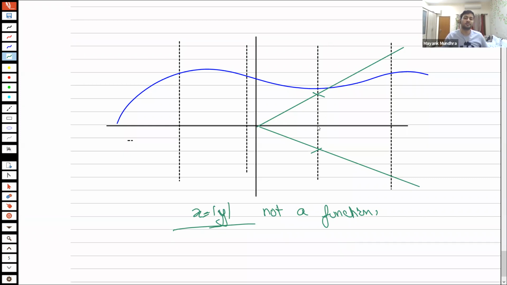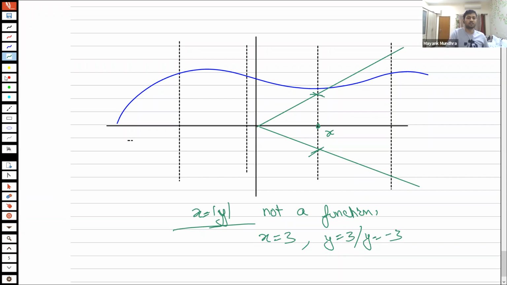Vertical line hitting twice means what? For any x value, you get two outputs. So for any x, you can have two y values. If I give you that x was 3, then y could have been 3 or y could have been minus 3. Either of the y values could give you this. So this green graph is not a function.